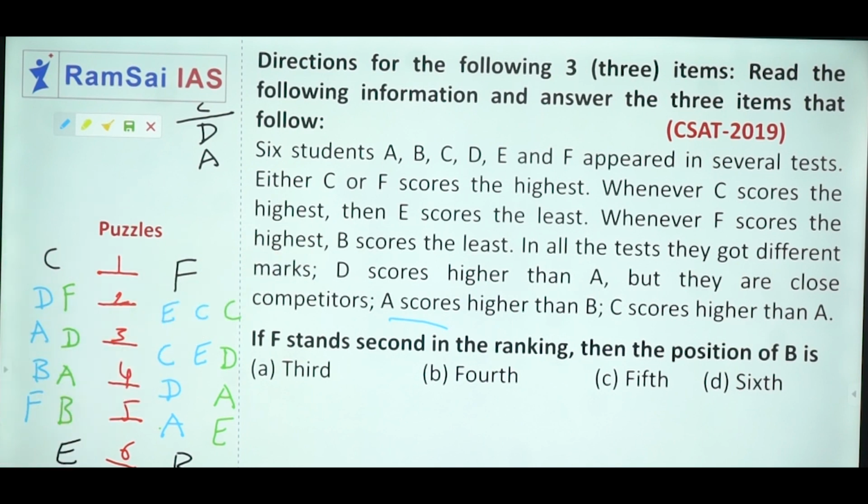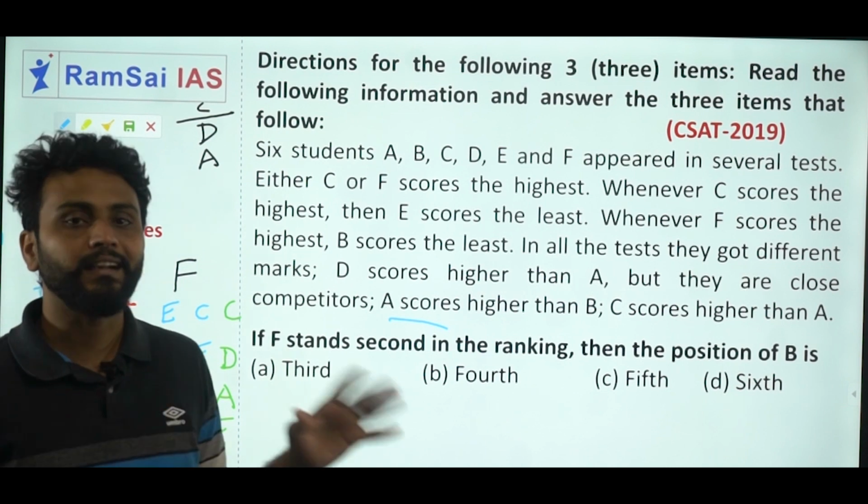Yes. Next, D and A are close competitors. They are side by side only. D and A. Yes. And D is the highest one, obviously. Next, A scores higher than B. And C scores higher than A. In these 2 cases, we satisfied all the conditions.